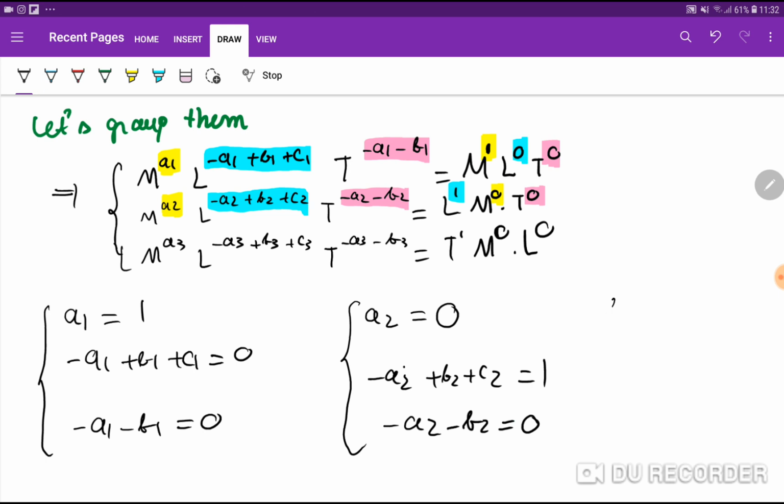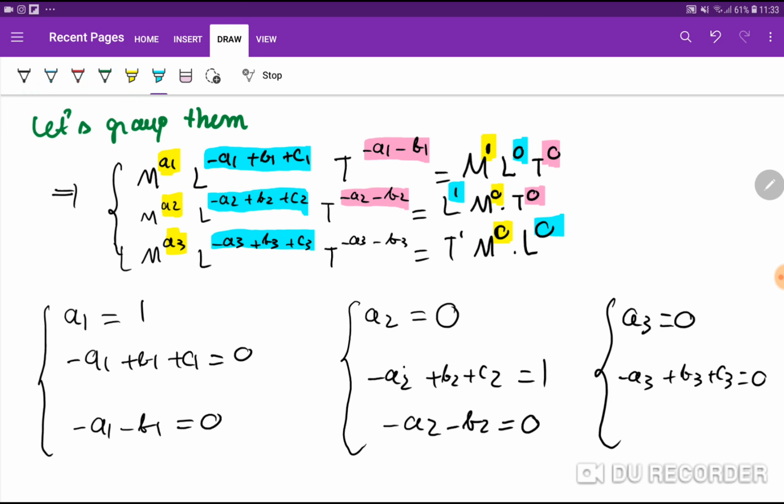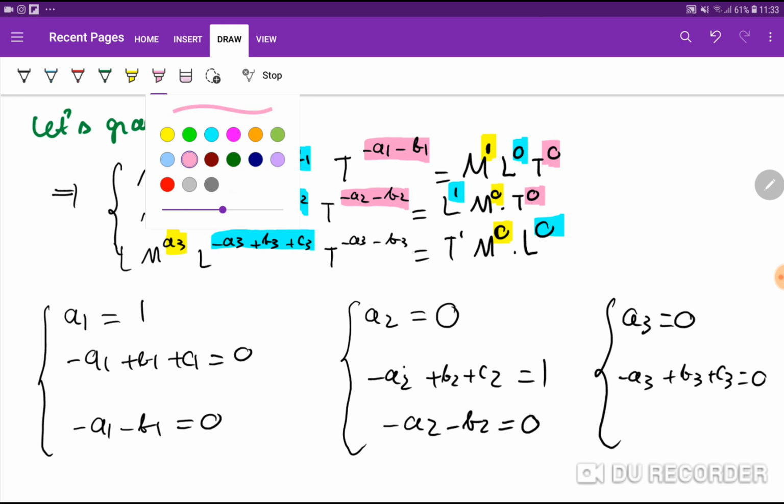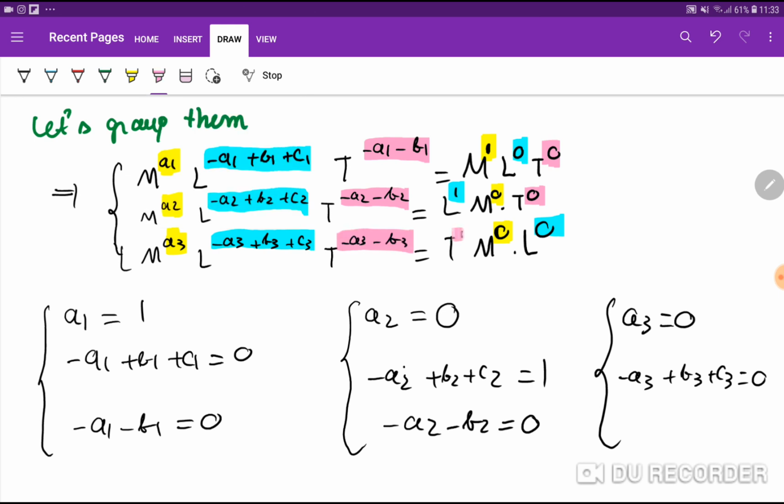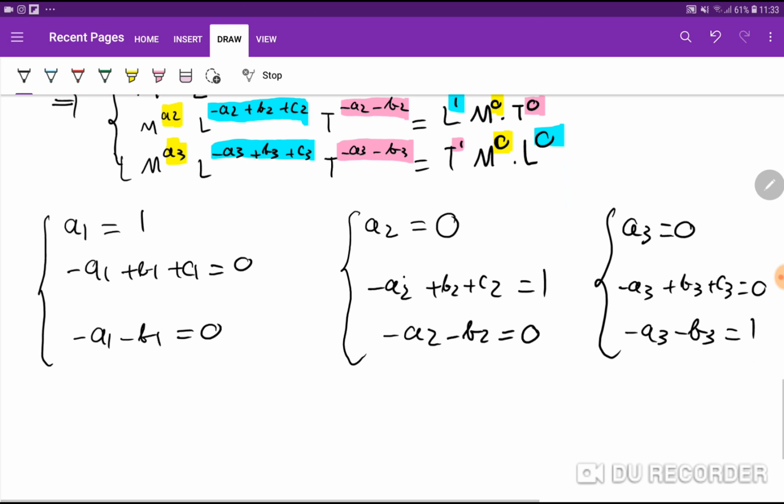Then similarly, A3 is 0, and then negative A3 plus B3 plus C3 is 0. Also, lastly but not least, negative A3 minus B3 equal 1. Okay, you have 3 systems, right?